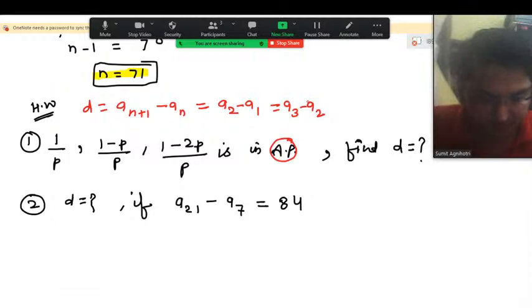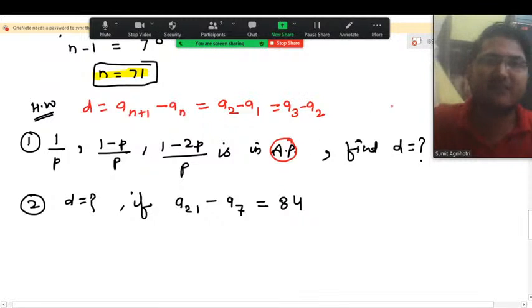Either you put n equal to 1 or you put n equal to 2. In both of the cases, you will get the same answer, the same value for d.